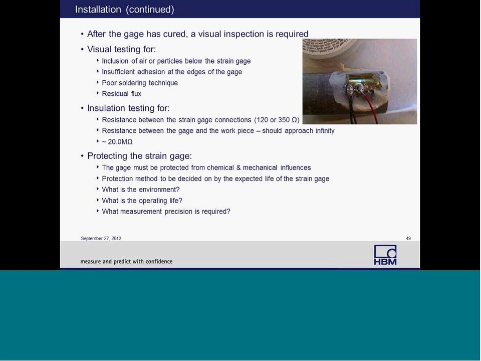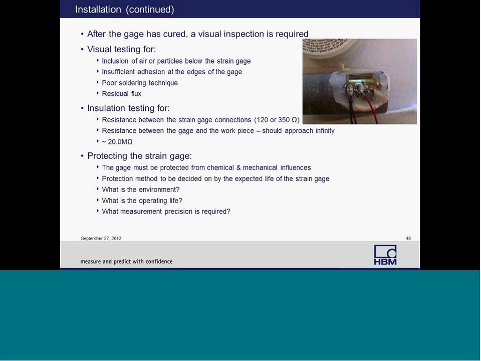After the gauge is cured, a visual inspection is required. We do visual testing for inclusion of air particles below the strain gauge, see if there's any bubbling under the strain gauge. Make sure that we have sufficient adhesion at the edge of the gauges. The entire gauge should be attached to the material. Checking for porous soldering technique and residual flux. In this picture here, you can see you have a case where there's too much solder in the area and the solder joints are very cold. So we'll not get a good measurement from this strain gauge installation.